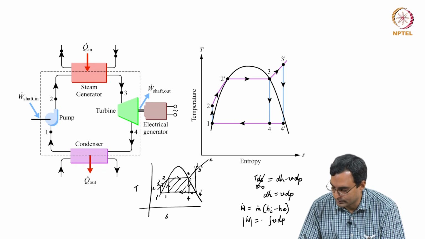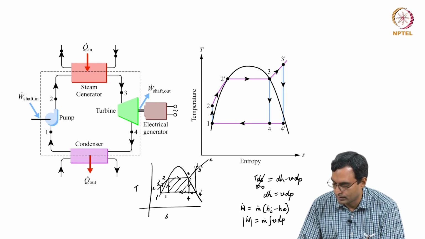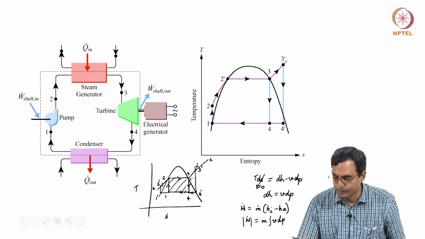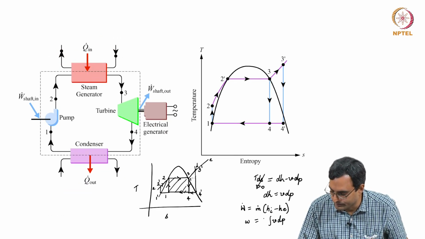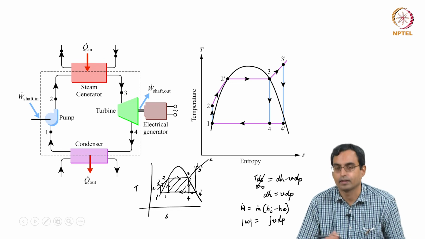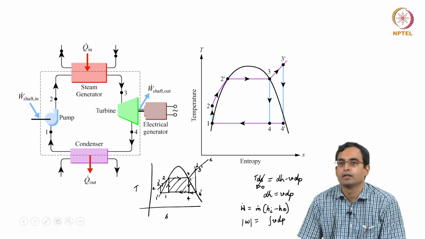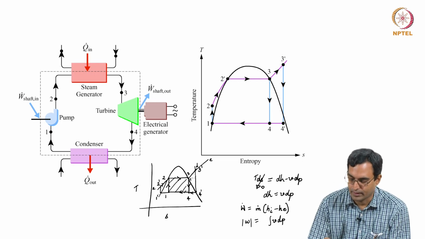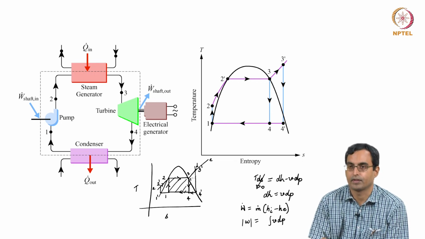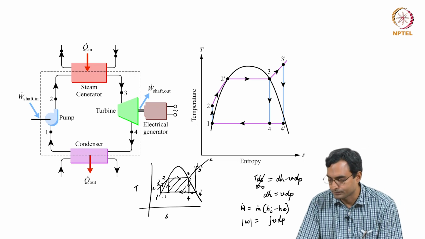The mod of the work done is mass flow rate into the integral of VdP, or the mod of the specific work, let me write it as small w, is the integral of VdP. So, V is the specific volume, dP is the change in pressure, essentially the difference between pressure at 2 and pressure at 1.